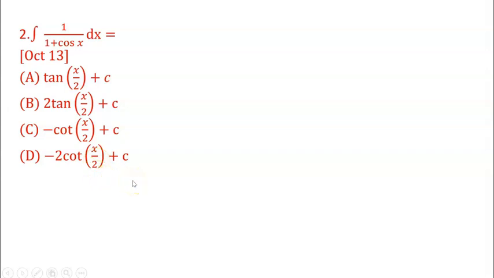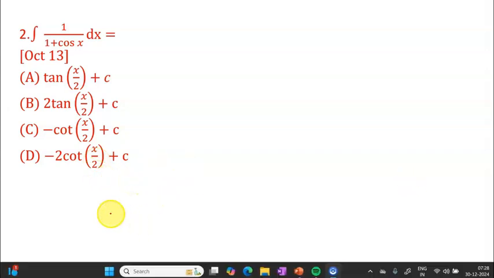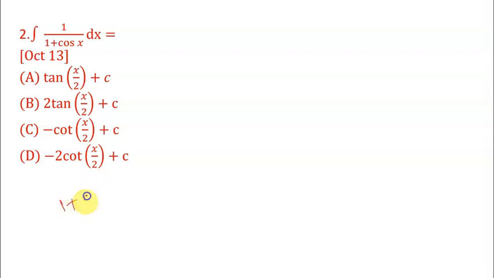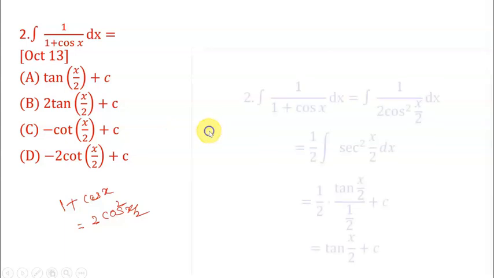Now we will solve this example. First of all, what is the formula? 1 plus cos of x is equal to 2 times cos square x by 2. Using this formula we will solve this example.